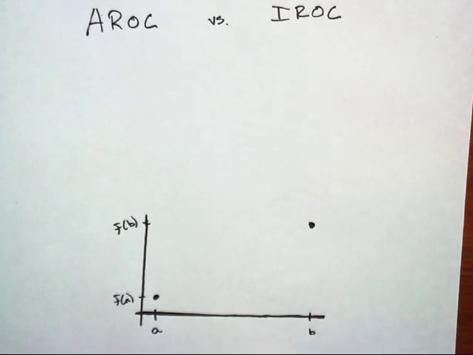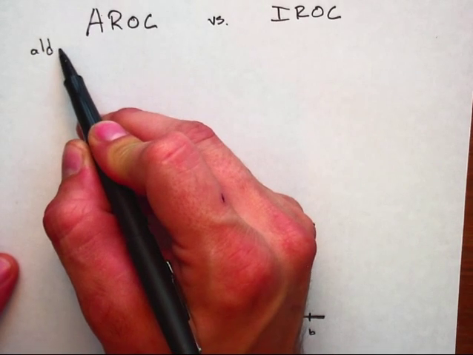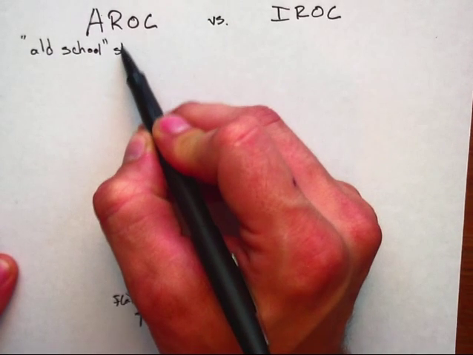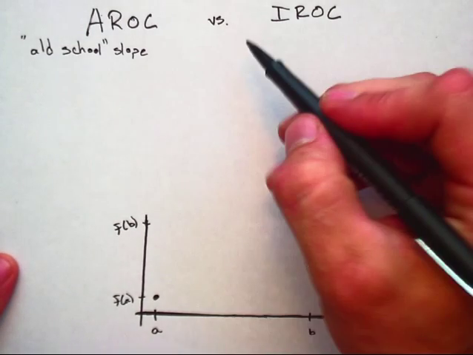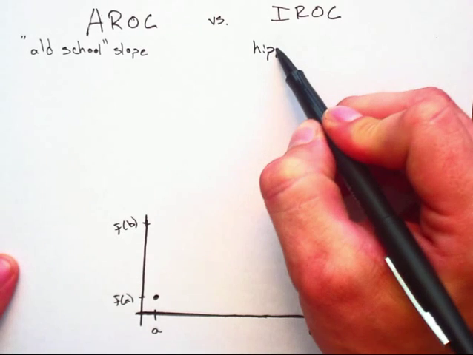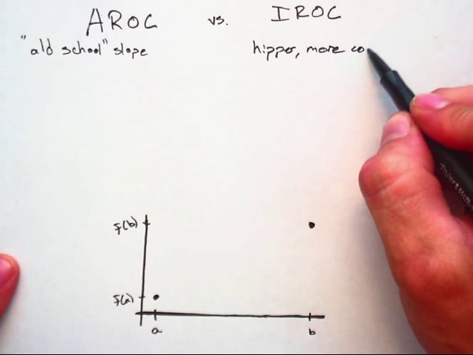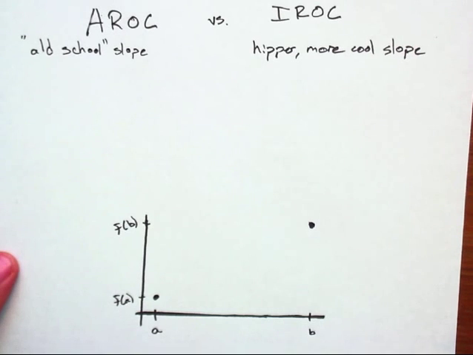And we'll talk about it as we look at the AROC versus the IROC. They are very similar to each other. One is what I like to refer to as the old school slope. So it's the same slope you've always worked with since Algebra 1. So old school slope, and then instantaneous rate of change is the hipper, more cool cousin to the old school slope. So it's just a little bit better for us as we work through our calculus understanding. So it's a little hipper, a little better for what we try to do. And so we can kind of get an idea of what it is just with a real basic graph.